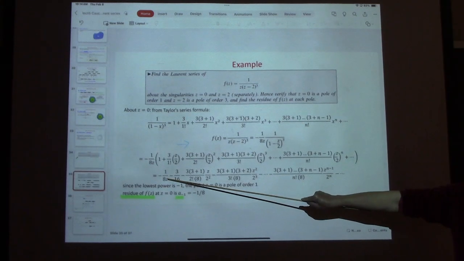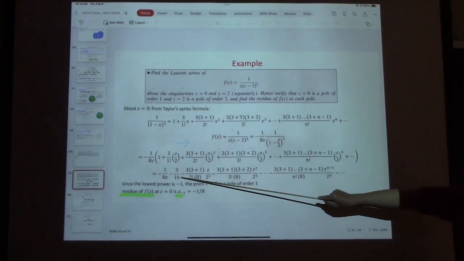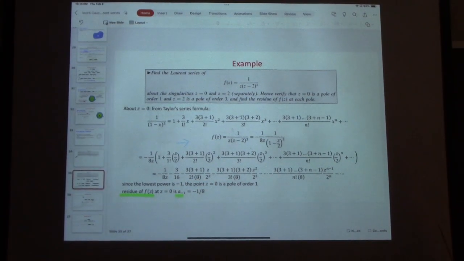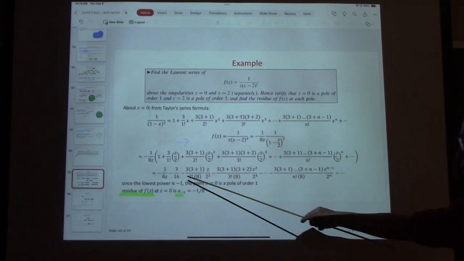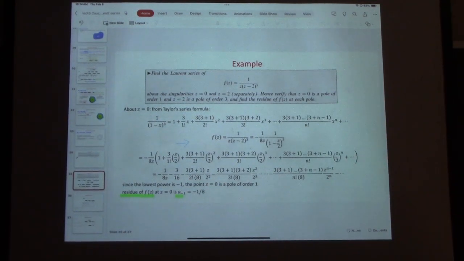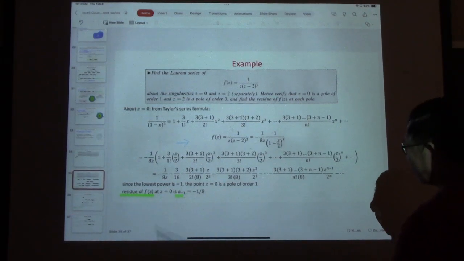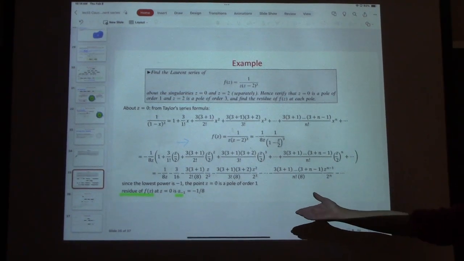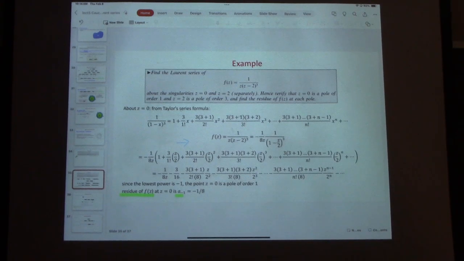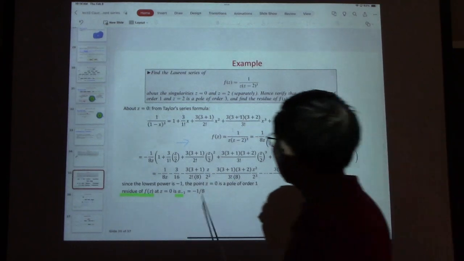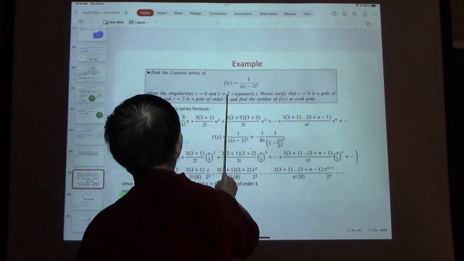1 over, that's a pole. From here up, these are analytic. So up to here, these are the analytic part of the function. This is the principal part of the function, and it reveals very clearly the order of the pole. What order? 1, 2, 3? 1, here. So it's a pole of order 1. And then we can choose this one.